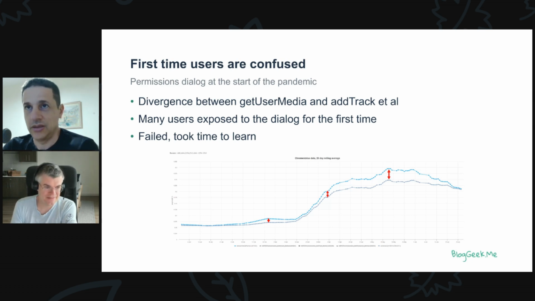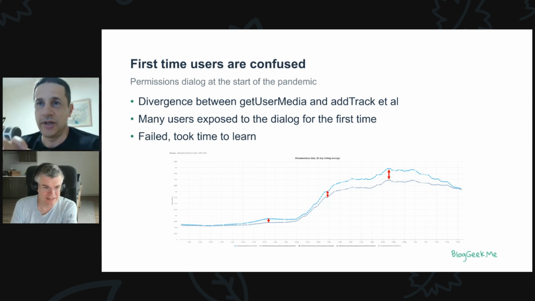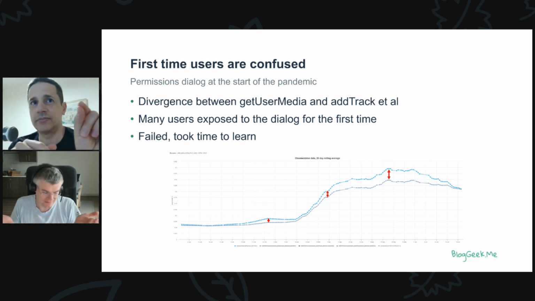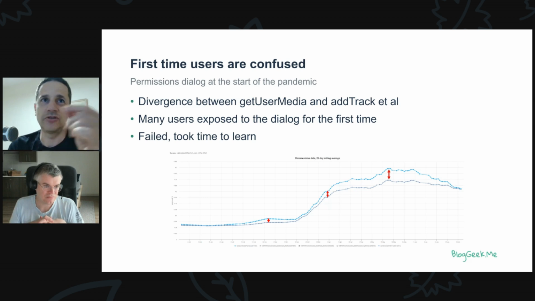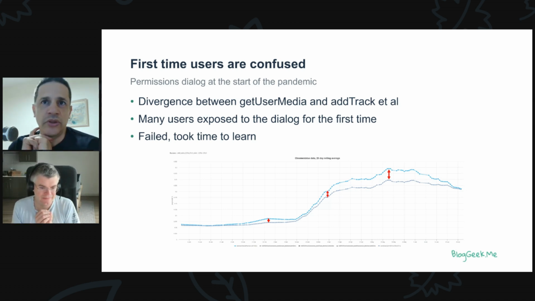Exactly. Let's say the line at the top, the light blue one, is GetUserMedia, and the lower one is AddTrack. And I see that at the beginning on the left side, they're almost the same, which means that every call to GetUserMedia was followed by a call to AddTrack. Yes, which means the users accepted 99% of the time. So these are users that knew what they were doing, or had learned and didn't even see the dialog anymore, because it gets persisted, so you only see it once and then forget about it.